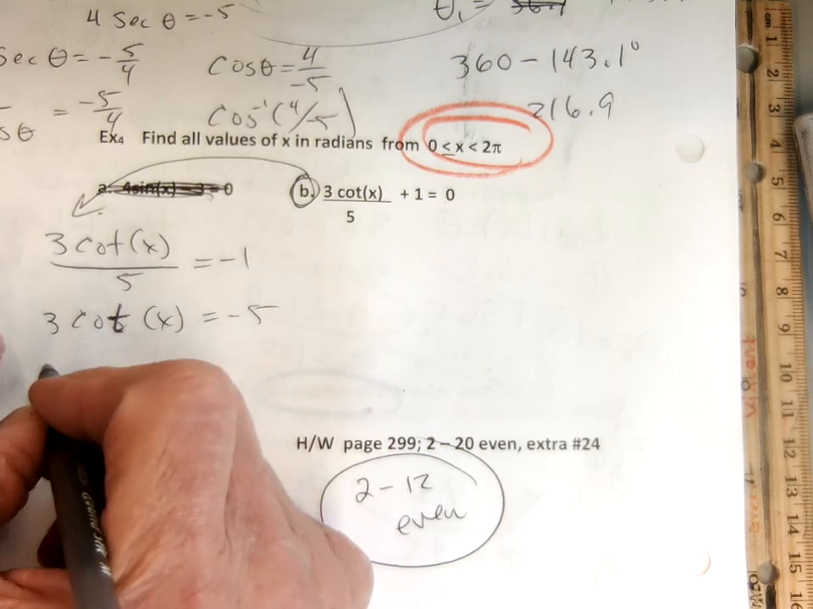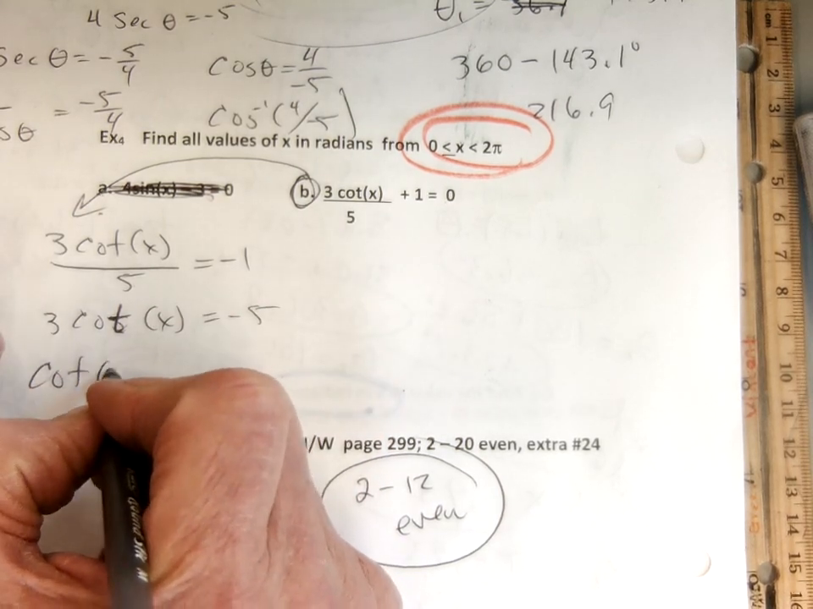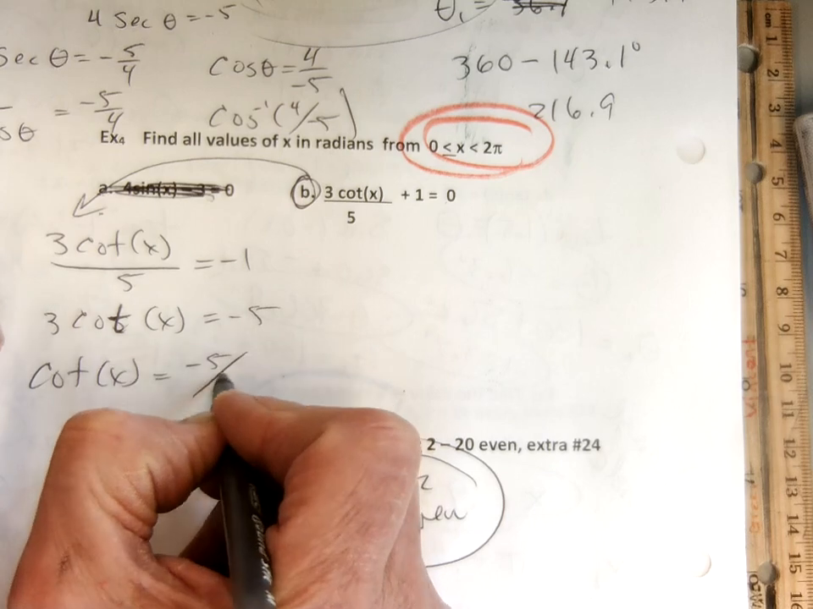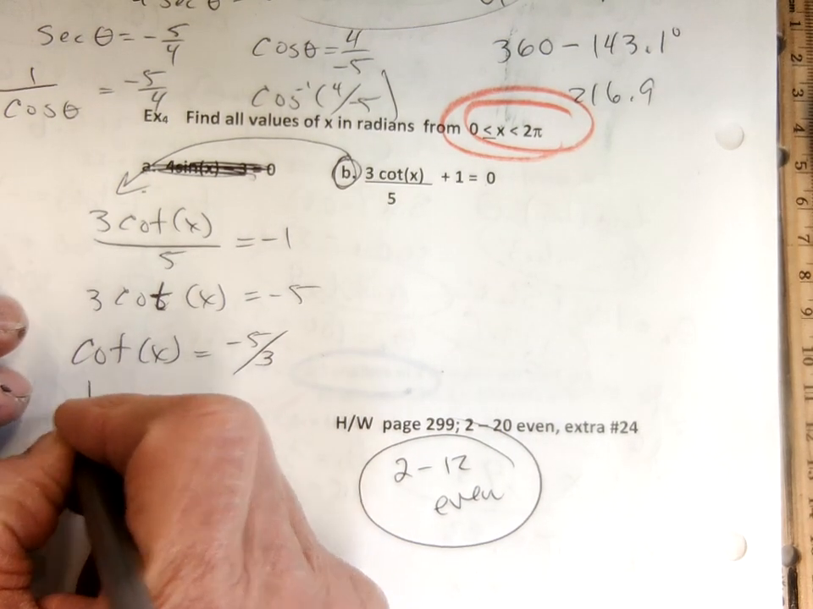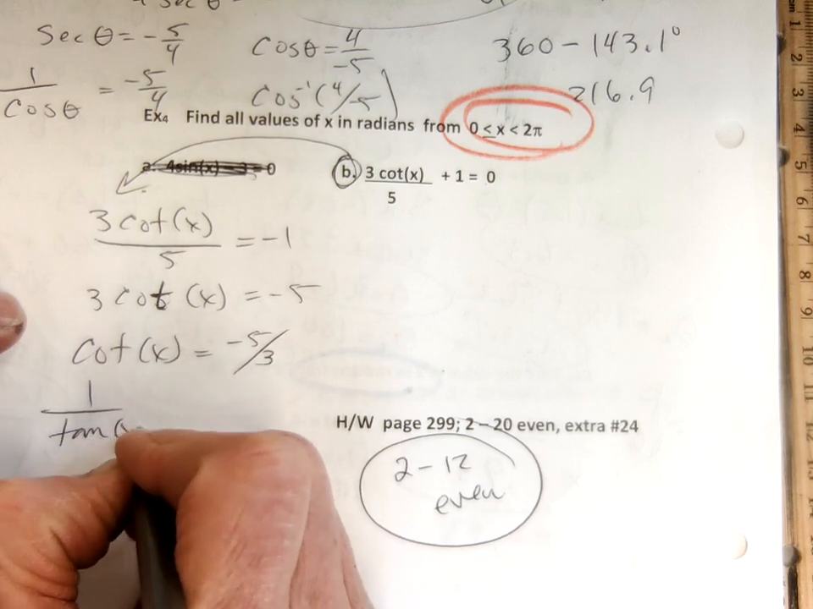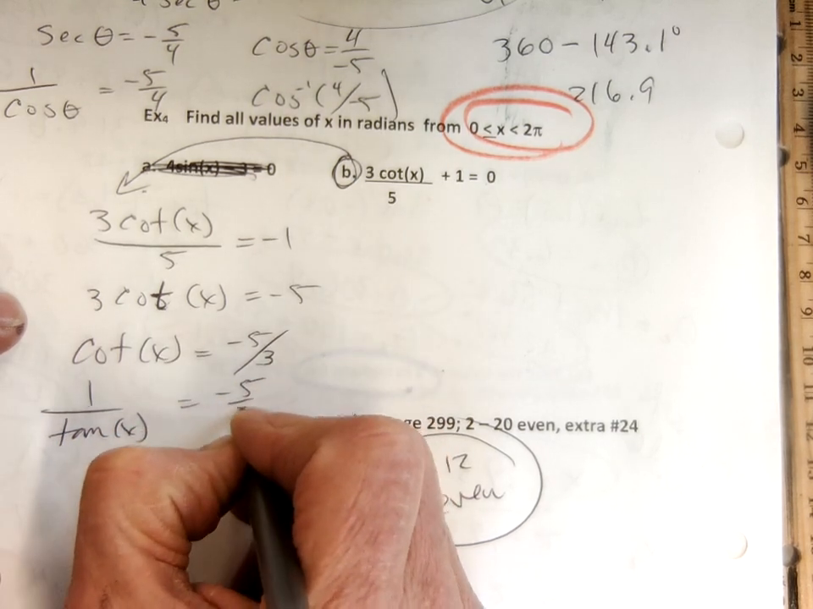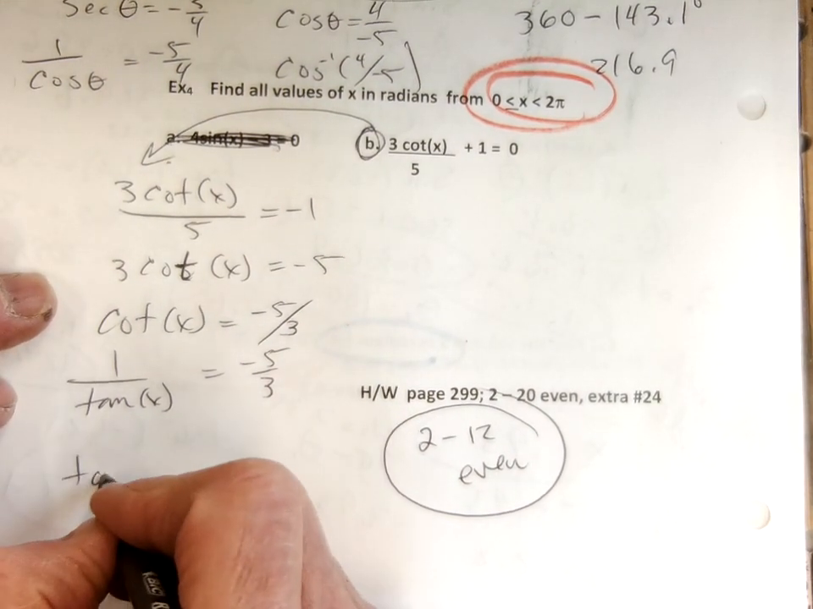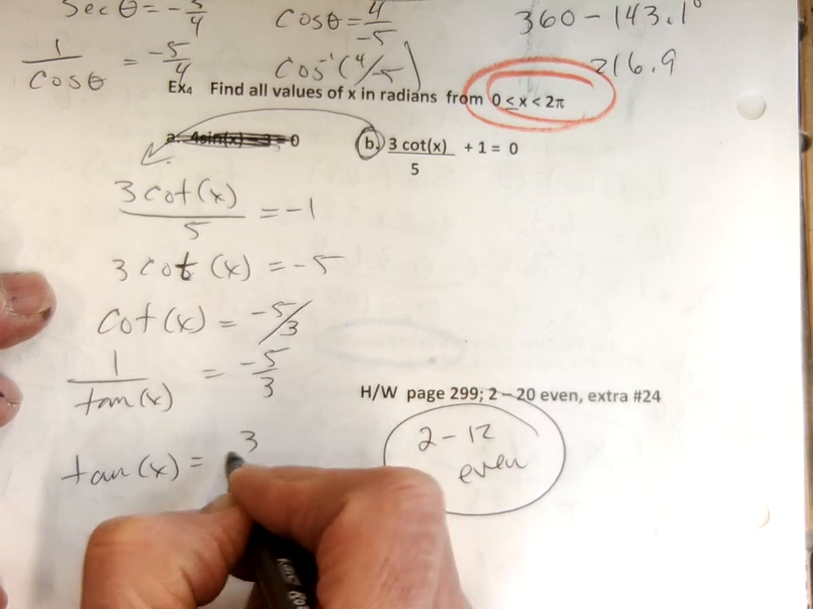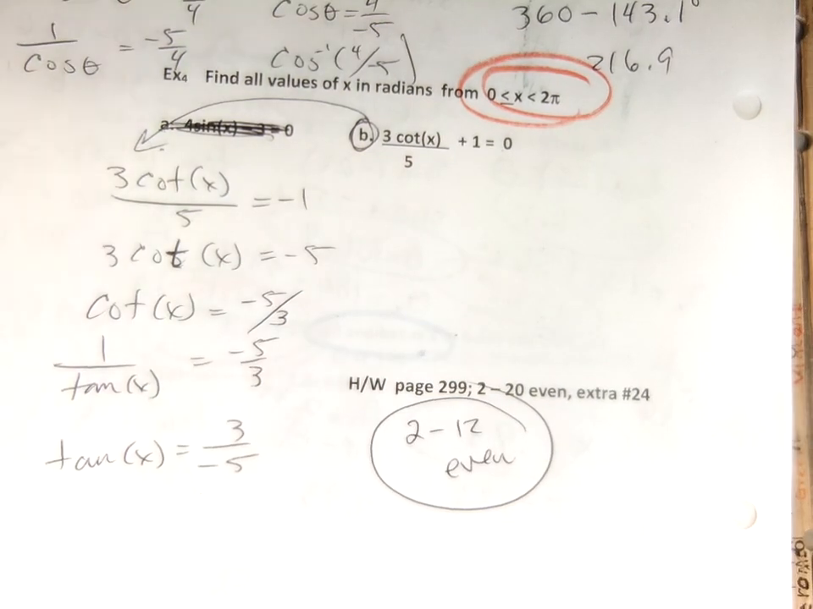Okay, divide by 3, cotangent of x equals negative 5/3. Cotangent is not in your calculator, not on your circle, but you can change it to 1 over tangent of x equals negative 5/3. Or tangent of x is equal to 3 over negative 5, because I just flipped the fraction. We talked about that yesterday, how it flips it. Now I've got to find the angle.